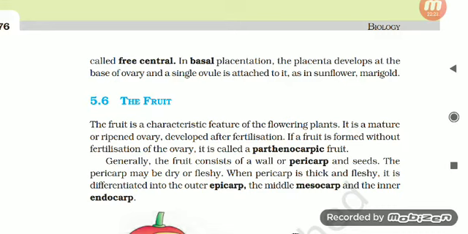5.6 The fruit. The fruit is the characteristic feature of flowering plants. It is a mature or ripened ovary developed after fertilization. If a fruit is formed without fertilization of the ovary, it is called parthenocarpic fruit. Generally, the fruit consists of a wall or pericarp and seeds. The pericarp may be dry or fleshy.